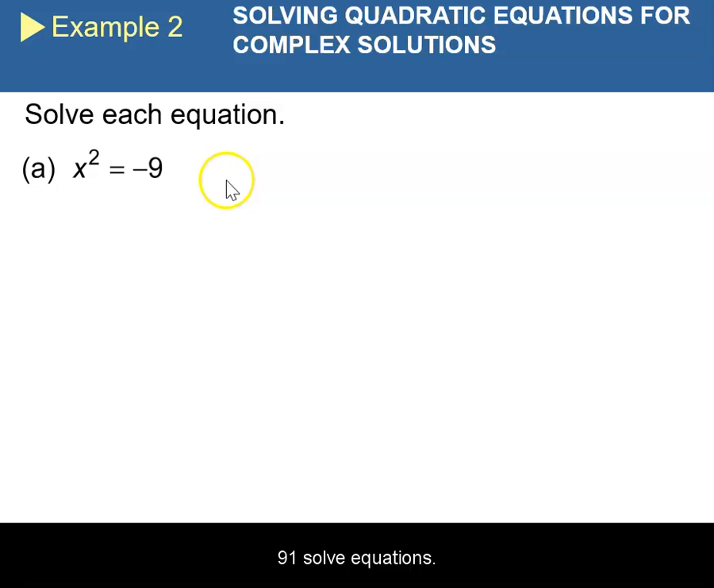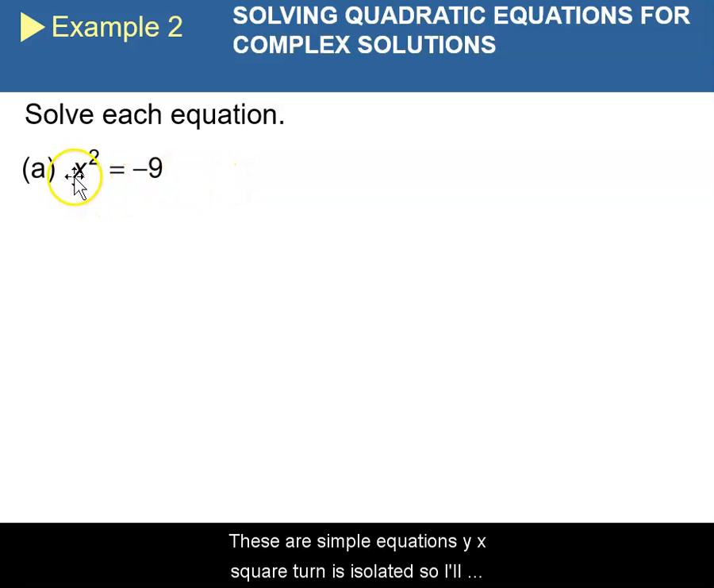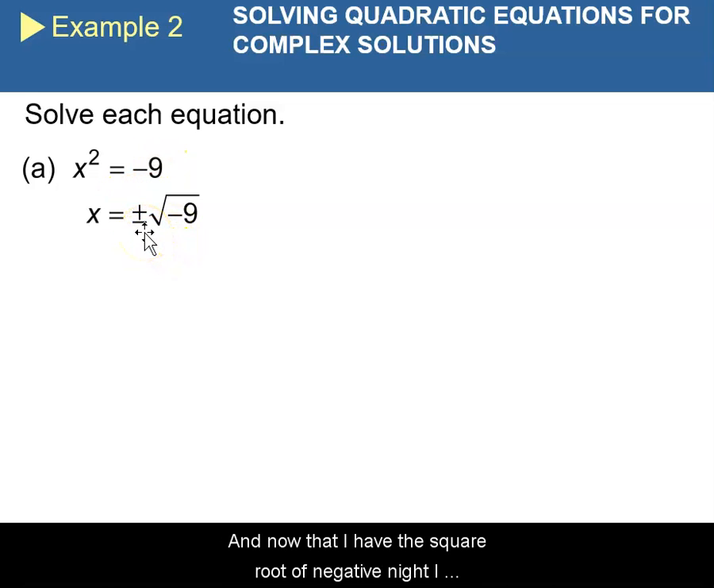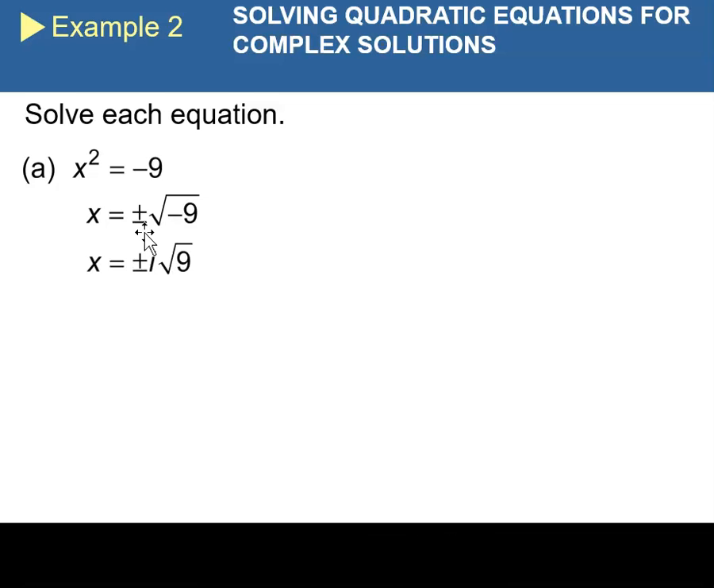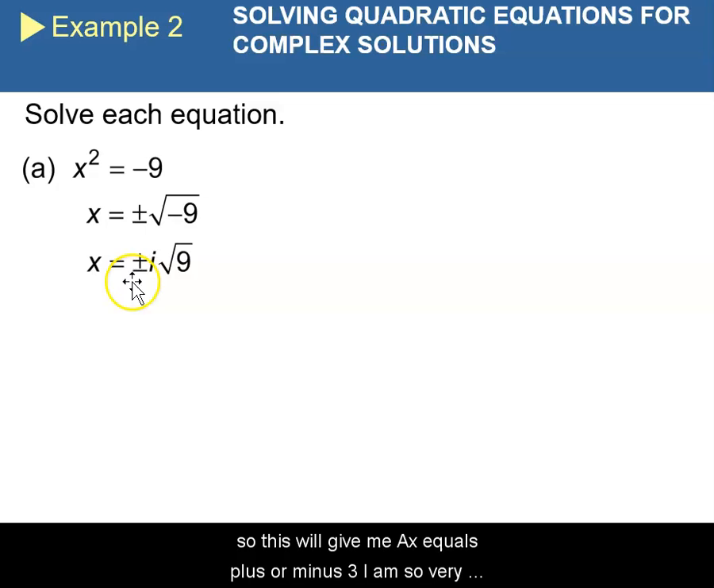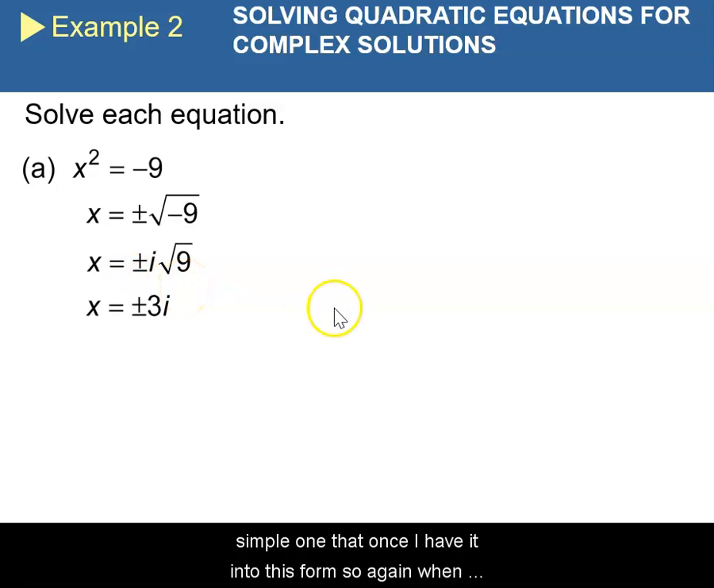Now we want to solve equations. Okay. These are simple equations. My x squared term is isolated, so I'll square root both sides, and I'll get x equals the square root of negative 9, right? And now that I have the square root of negative 9, I need to do the same thing. I need to pull out my imaginary value, okay? And then I can take the square root of what's left over. So this will give me x equals plus or minus 3i, right? So very simple once I have it into this form.